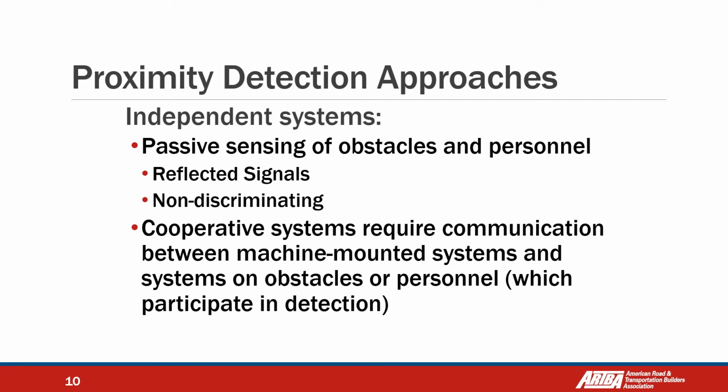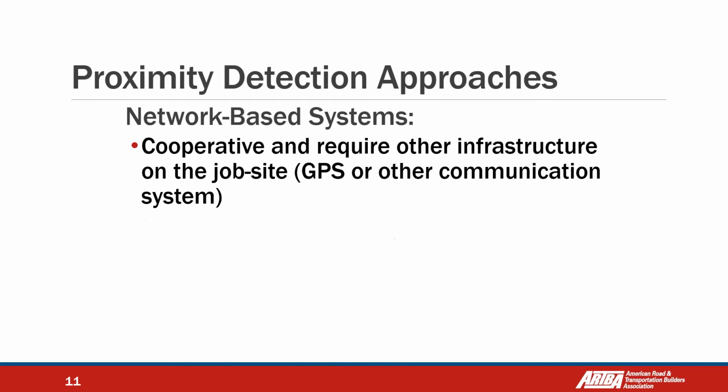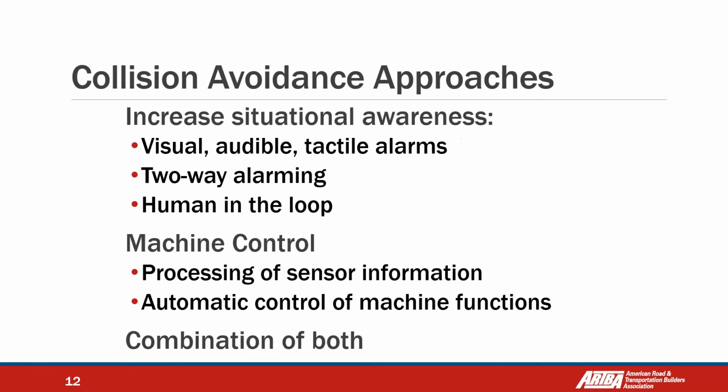So we have some additional information here. Network-based systems, we are talking more about GPS systems, for example. We have increased situational awareness: visual, audible, tactile alarms, two-way alarm, human in the loop.